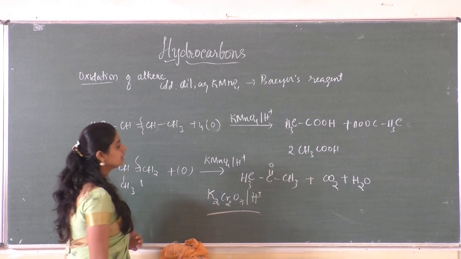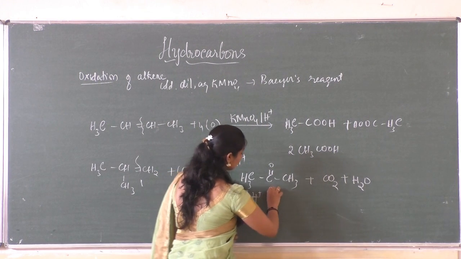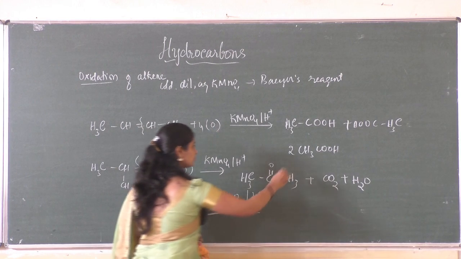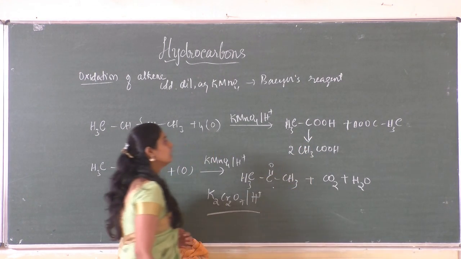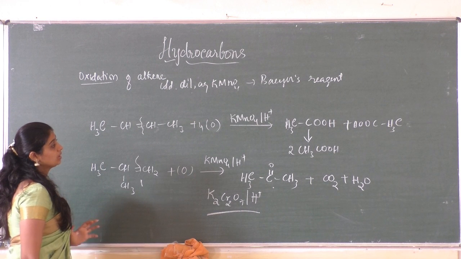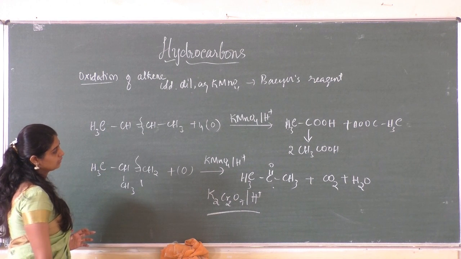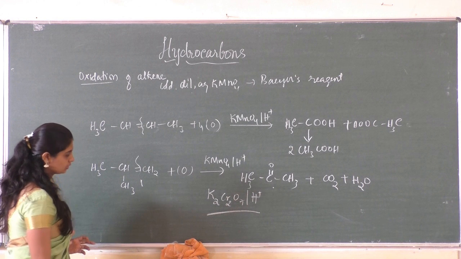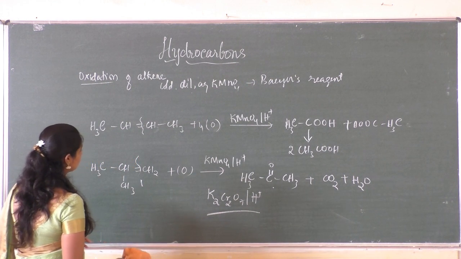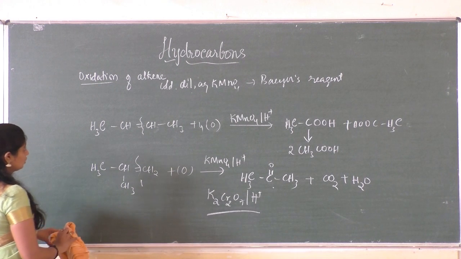So either we may get a ketone or a carboxylic acid, depending upon the alkene that we have taken. If there is no branching, it's a straight chain. Depending upon the alkene that we have taken, we'll end up with acids or ketones. And that too depends on the temperature at which the reaction is carried out. So this is about the oxidation.